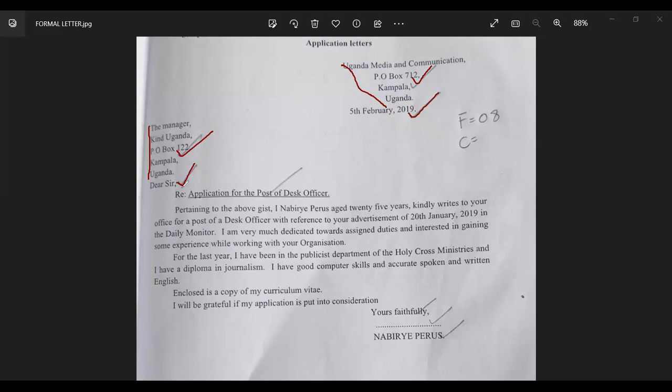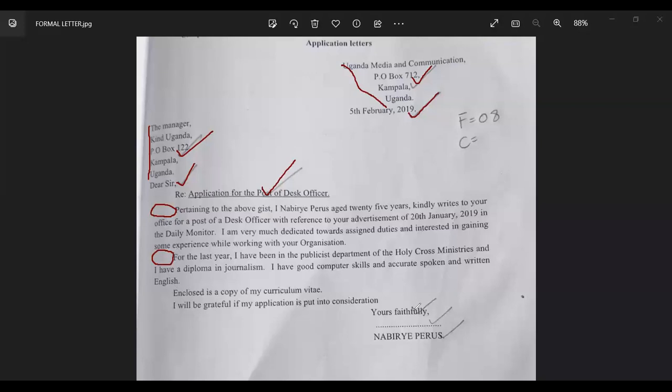Then re, application. This is our reason for writing. Capital R, small e. Then we underline our reason. If it is written in capital letters, we don't have to underline it. Then you can see, still we have used indented paragraphs. I was talking to you about indented paragraphs. They have you leave some space at the margin before you start writing.